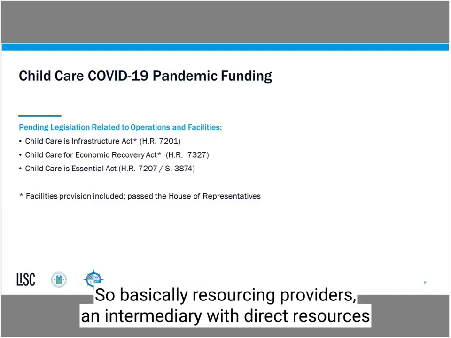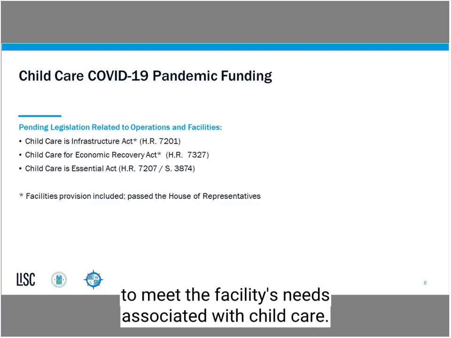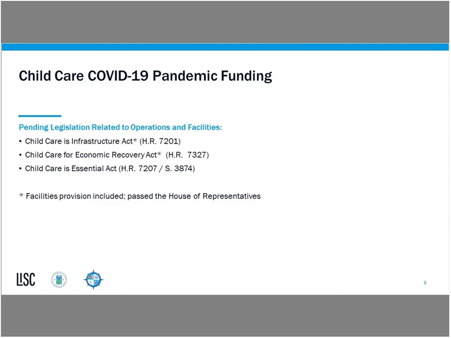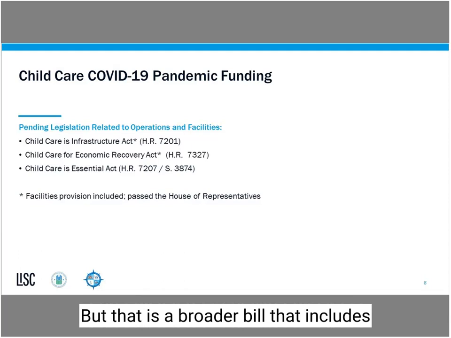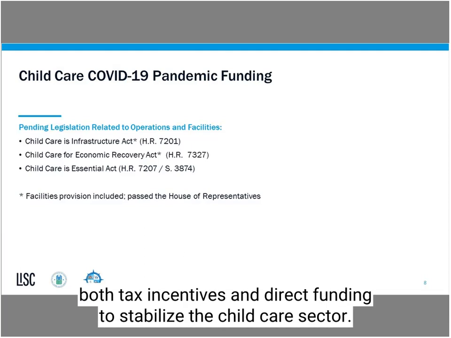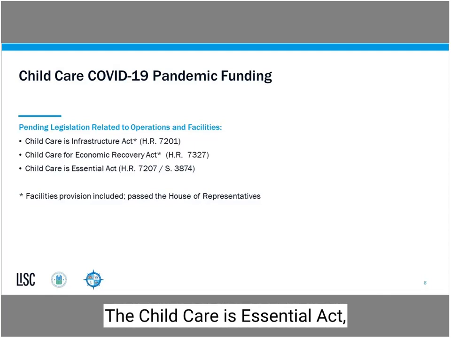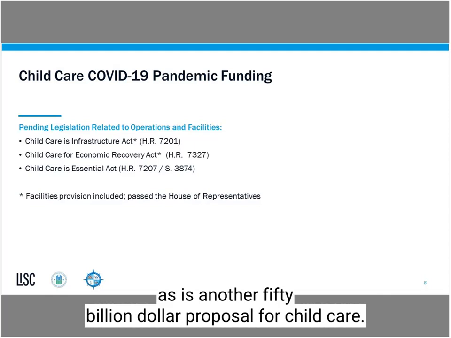So basically, resourcing providers through intermediaries with direct resources to meet the facilities needs associated with child care. All that provision for infrastructure is included in the Child Care for Economic Recovery Act, but that is a broader bill that includes both tax incentives and direct funding to stabilize the child care sector. The Child Care Assistance is Essential Act is another $50 billion proposal for child care.